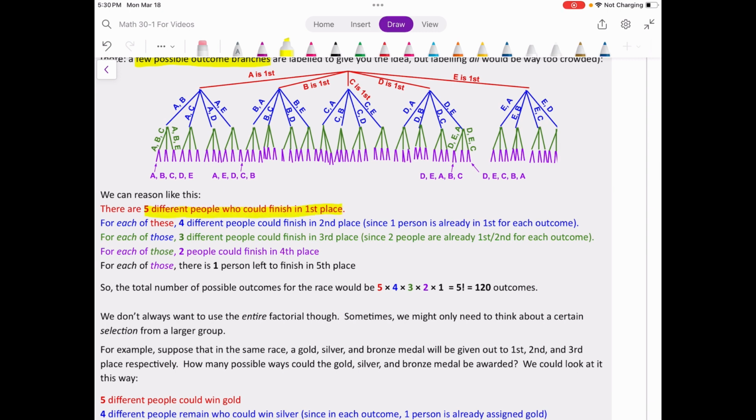So there's 5 different ways we could have a first place finisher. For each of those 5 different ways, there are 4 people left who could finish in second place, right? For each of those first and second combinations, there's now 3 people left who could finish in third place, right? There's already 2 people in first and second for each of these outcomes. For each of those first, second, third combinations, we have 2 people left to finish in fourth place, right? We've already got someone in first, second, and third for each outcome. And then for each of those first, second, third, fourth, there's only 1 person left to finish in fifth place, right? And that's what we're saying here.